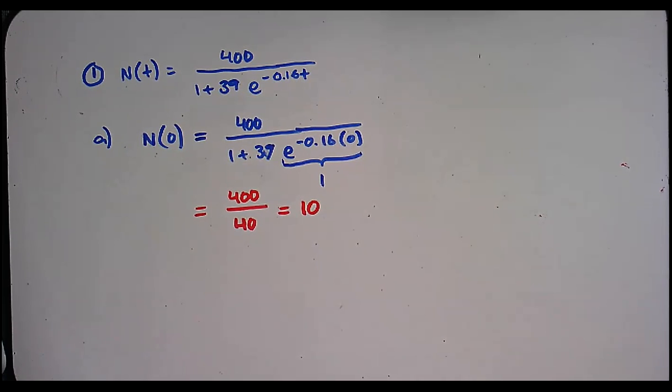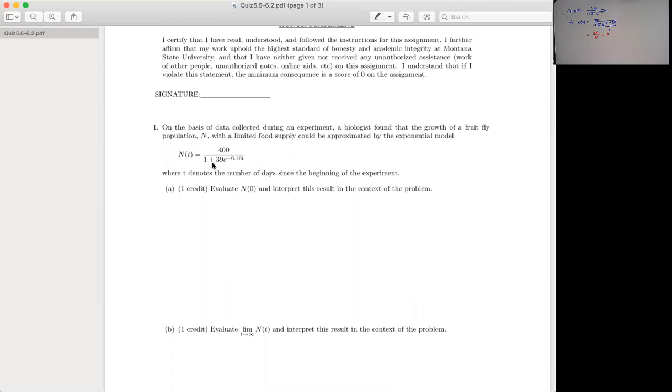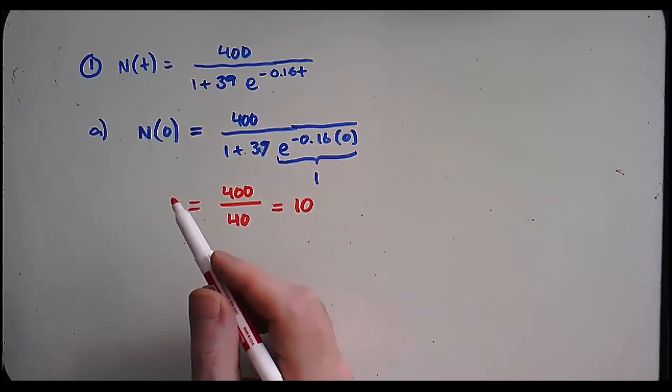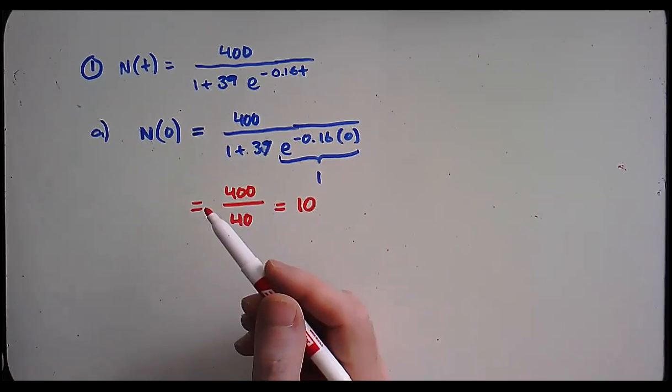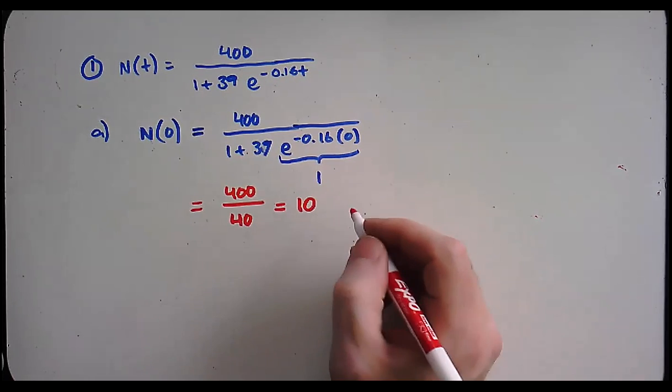Let's look back to the original problem. Okay, so problem 1. On the basis of data collected during an experiment, a biologist found that the growth of a fruit fly population N with a limited food supply could be approximated by the exponential model N of t, where t denotes the number of days since the beginning of the experiment. So if we're letting t equal 0, that means that we are at the beginning of the experiment, right? So the experiment has just begun when t equals 0. And then N of t equals 10.